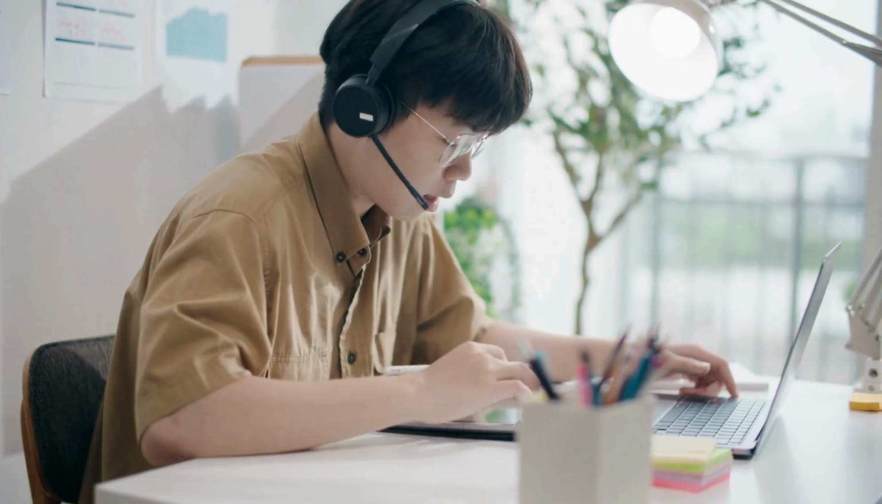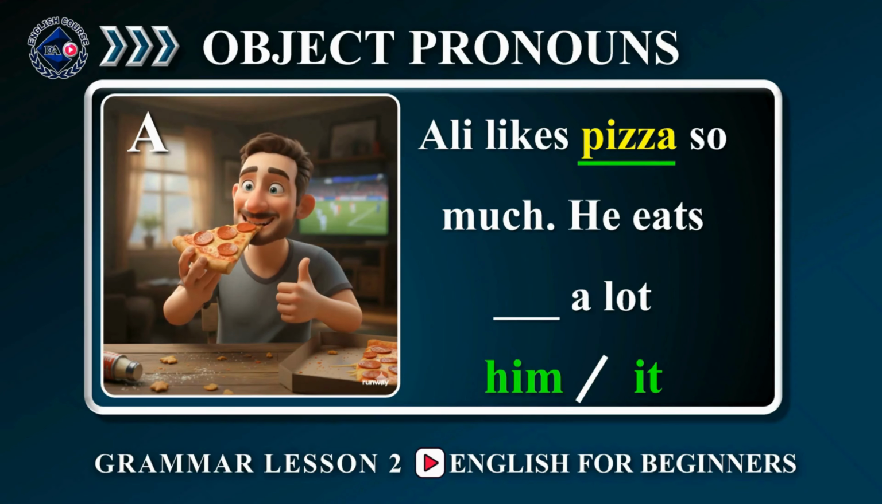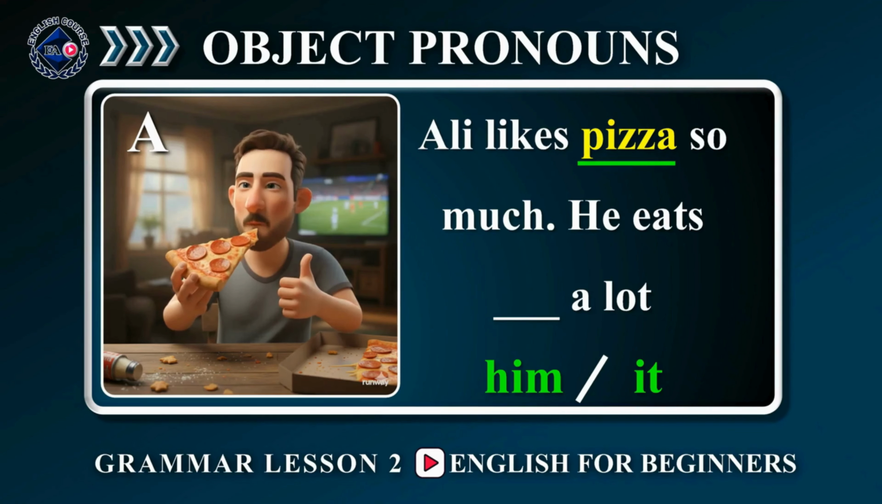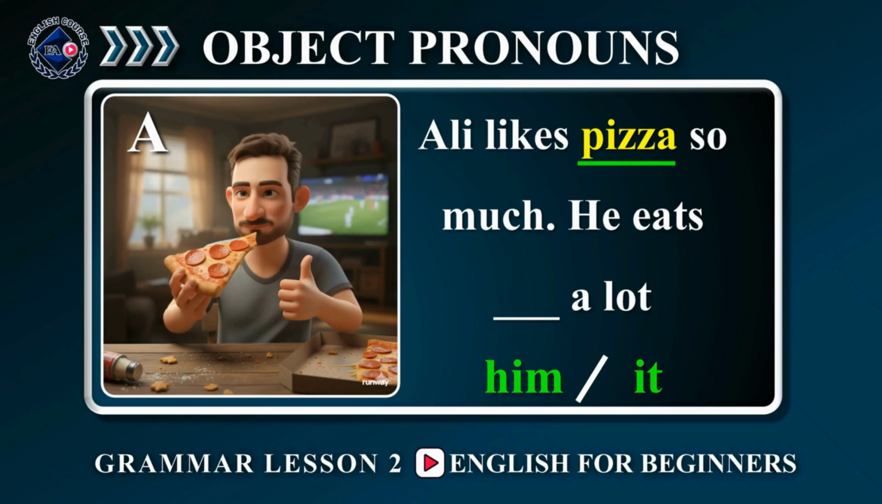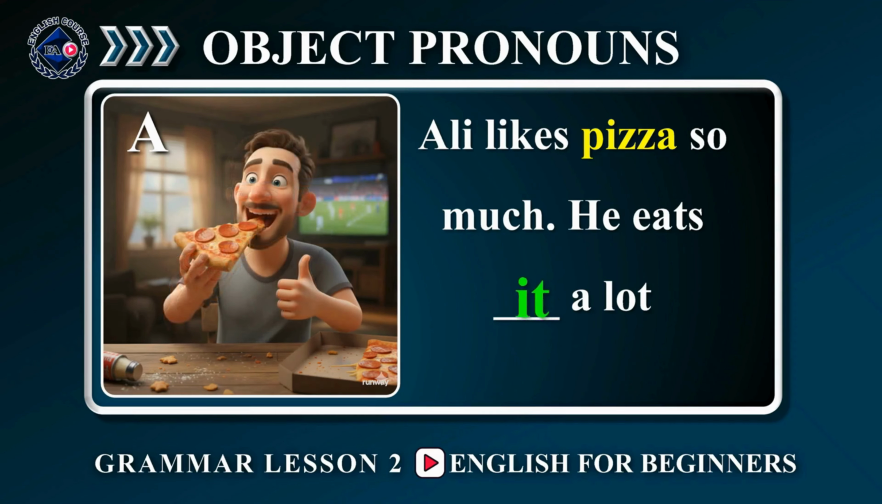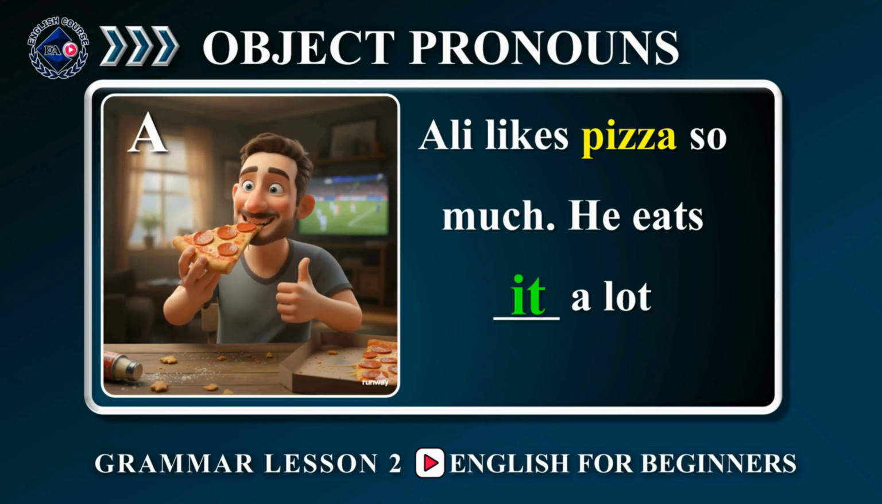Now let's check your understanding. Example A. Ali likes pizza so much. Complete the sentence with him or it. Let's think. What does Ali like? Pizza. That's right. What does he eat a lot? Pizza again. So the correct answer is it, because it refers to food, not a person.